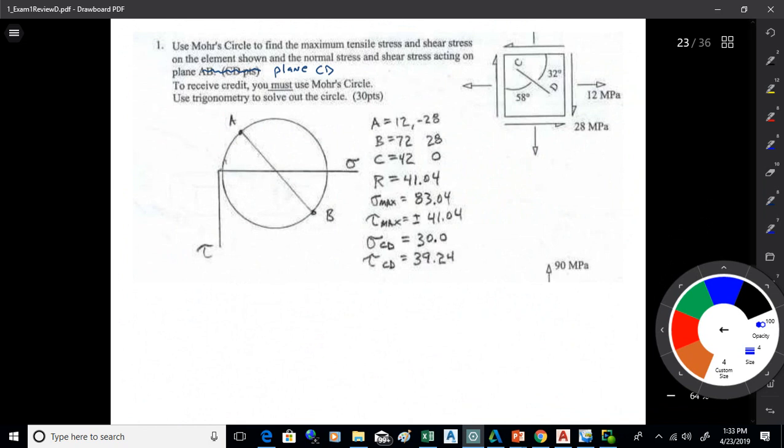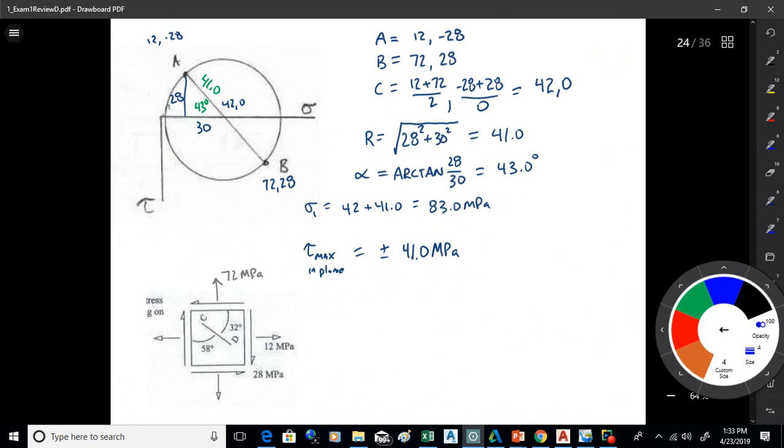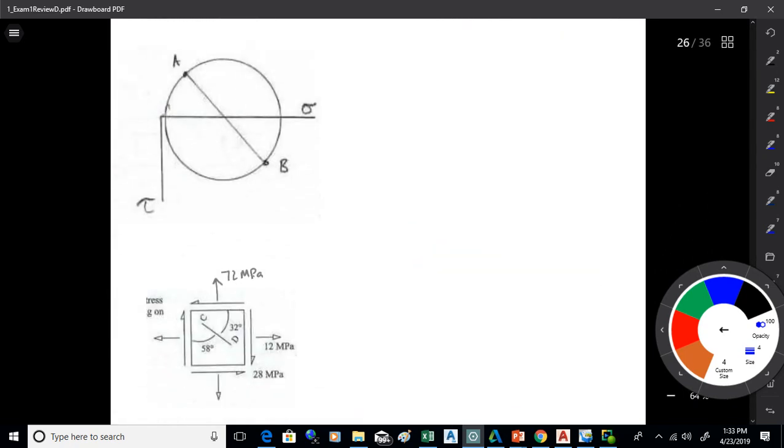Okay, got a Mohr's circle one. That'll be on the quiz, something like that. Okay. So that's one you could practice on.